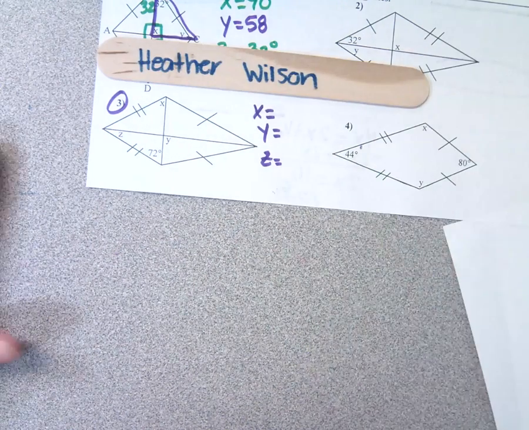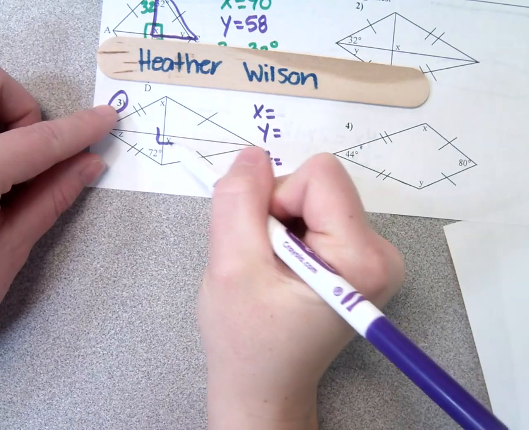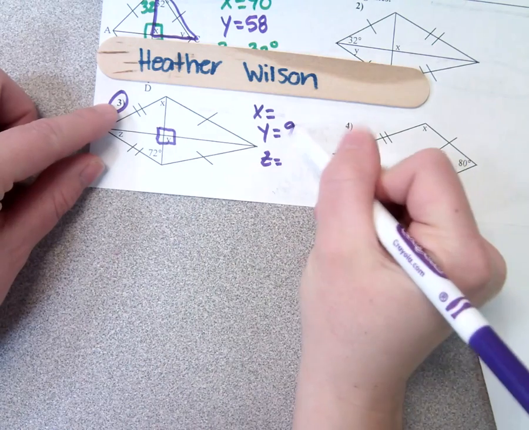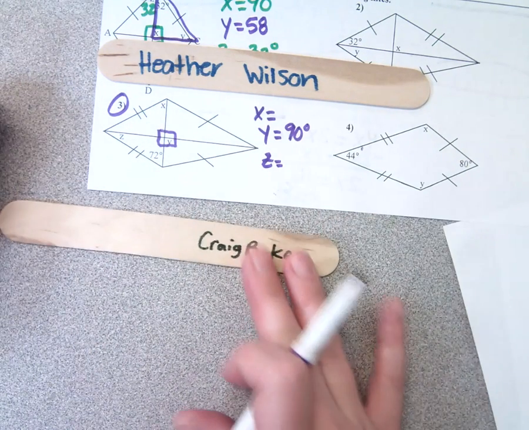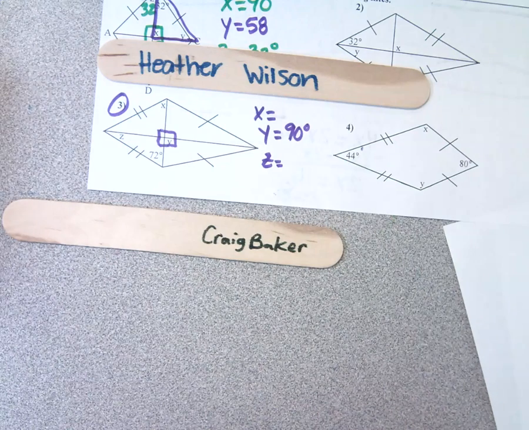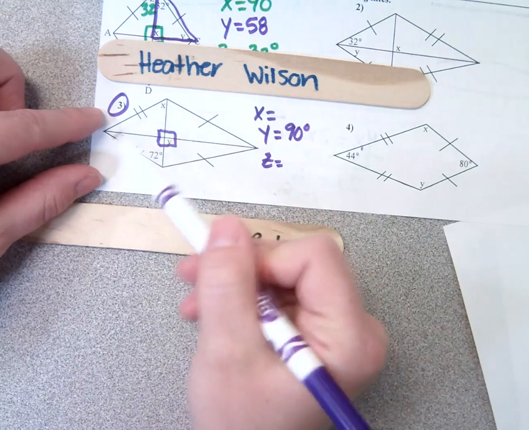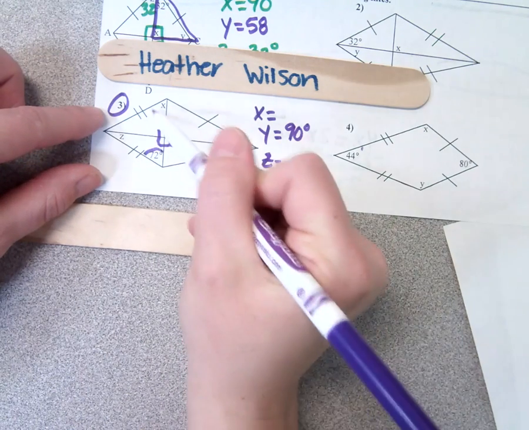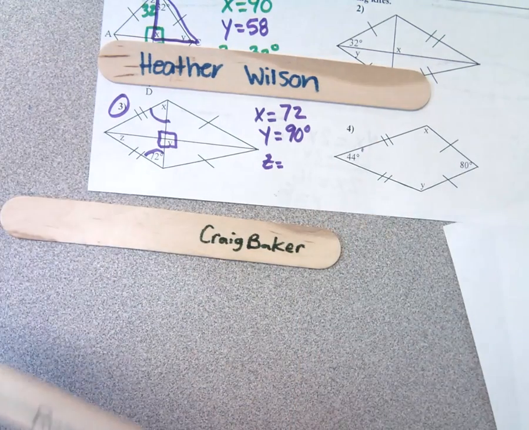Okay, Heather, I'm going to start with you. What'd you find your y to be? 90. Y is 90. I know my angles in the center are 90 because those diagonals are perpendicular. Craig, how about x? 72. Yeah. 72. This is an isosceles triangle, right? So I know that this angle right here equals this angle right here. So x is 72. Beautiful.